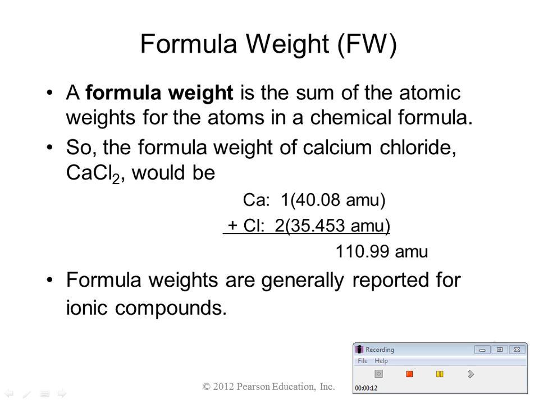So we multiply the atomic mass of calcium by 1. We have to multiply the chlorine atomic mass by 2, and then summing together we get a formula weight of 110.99 AMUs. AMU stands for atomic mass units. Later on we'll talk about how that relates to grams and stoichiometry. Formula weights are generally reported for ionic compounds, so you have metals and you have nonmetals when you do that.